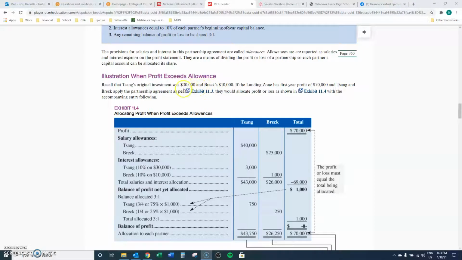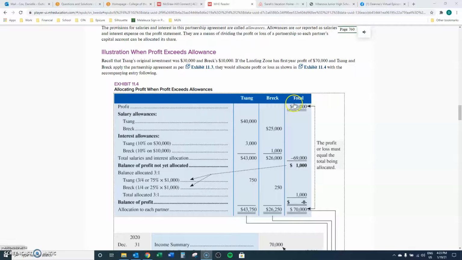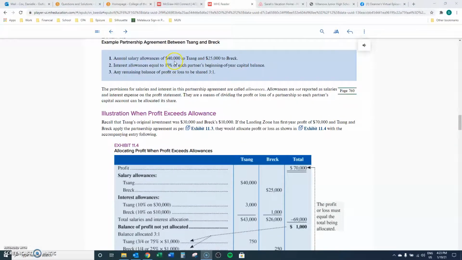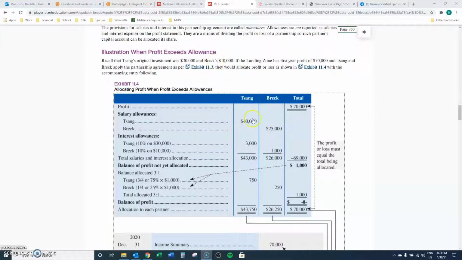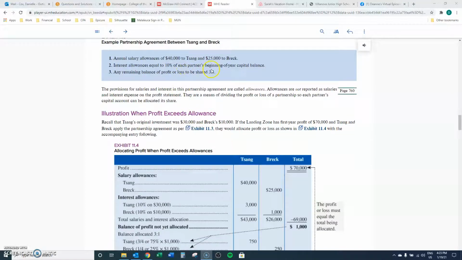Okay, so just reminding us here that the initial investment was $30,000 and $10,000, and the first year's profits are $70,000. So how do we allocate? So profit is $70,000, salary allowance of $40,000 and $25,000. So partner A has a salary allowance of $40,000, B has an allowance of $25,000.